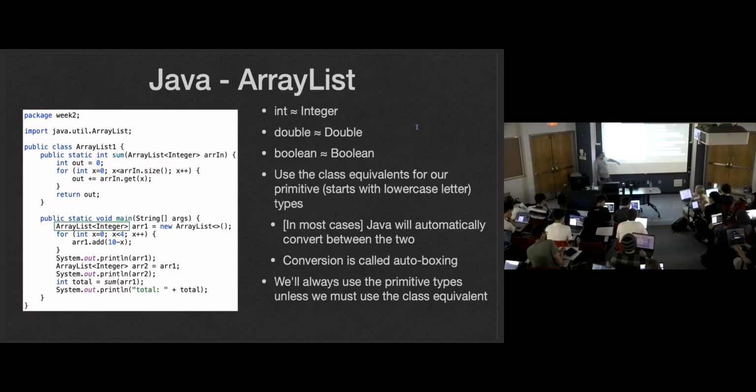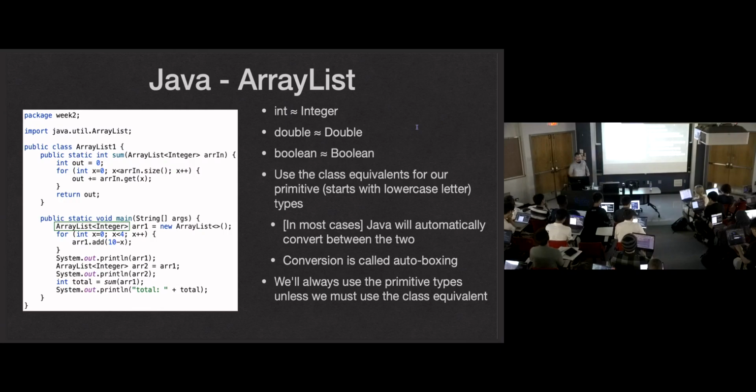So we create an array list of Integer. And Java is really good about converting between the two, the primitive types and their equivalent class types. It'll switch between them using something called auto-boxing, which is something we don't have to worry about because Java does it for us.